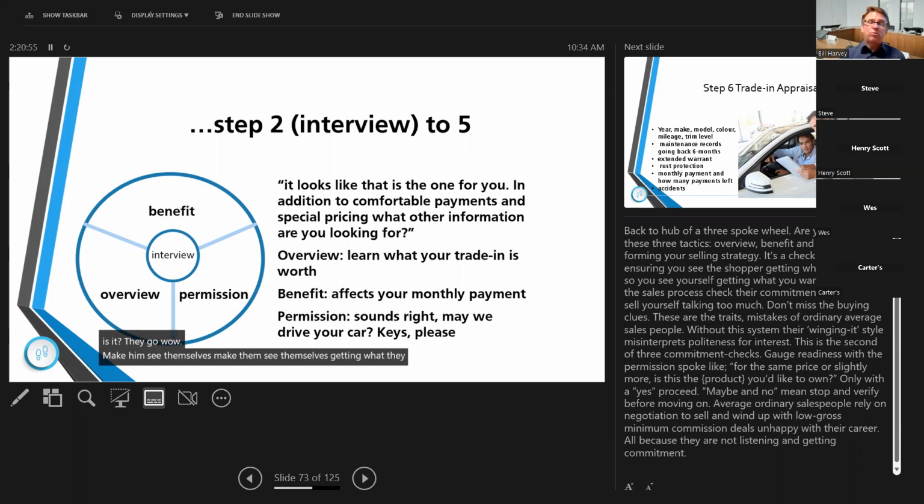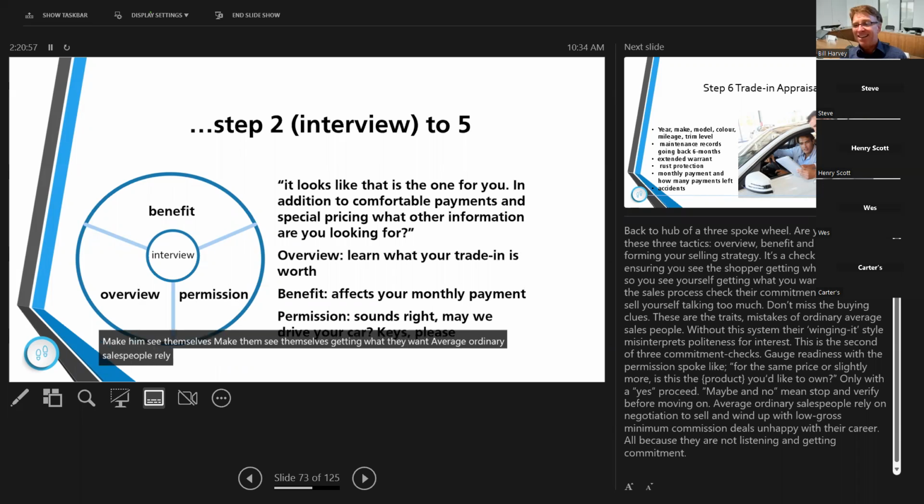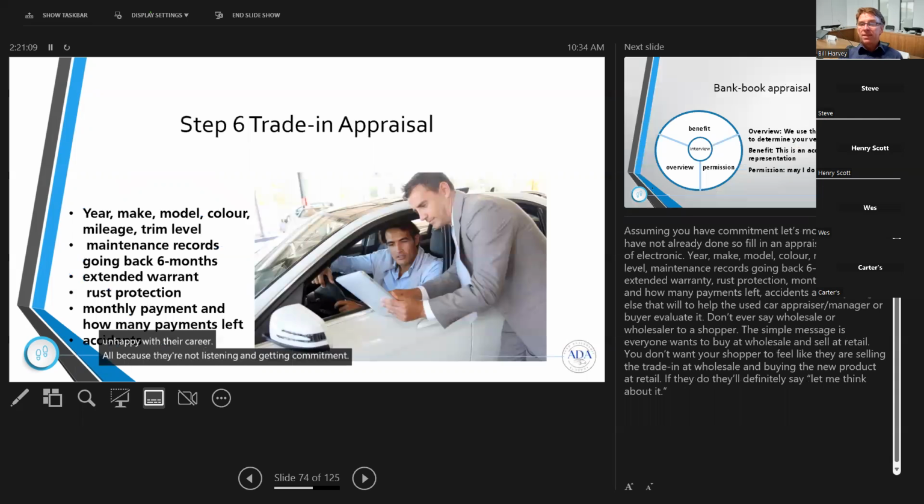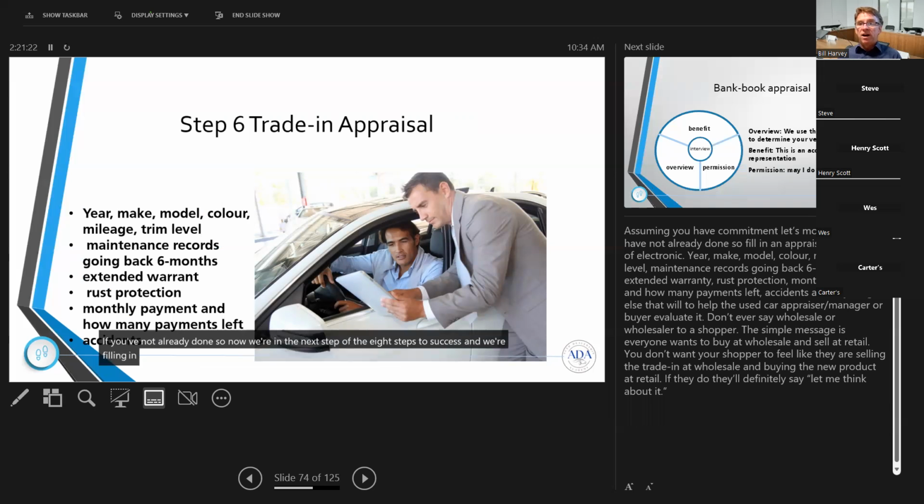Average ordinary salespeople rely on negotiation to sell and wind up with low gross deals, minimum commission, unhappy with their career. All because they're not listening and getting commitment. Now, assuming you have commitment, let's move on. If you've not already done so, now we're in the next step of the 8 steps to success, and we're filling in an appraisal form of either a paper version or an electronic version.